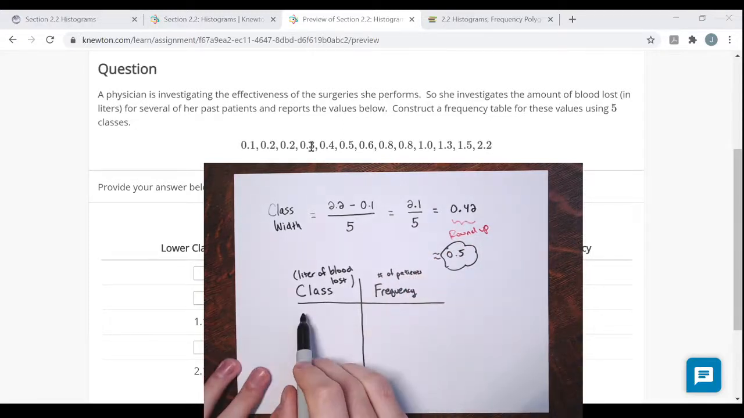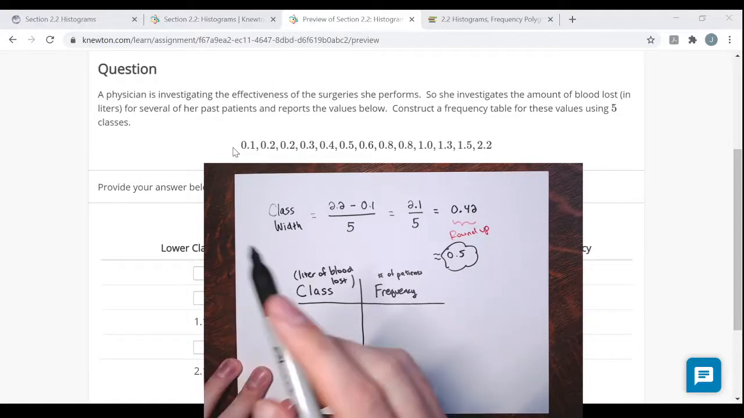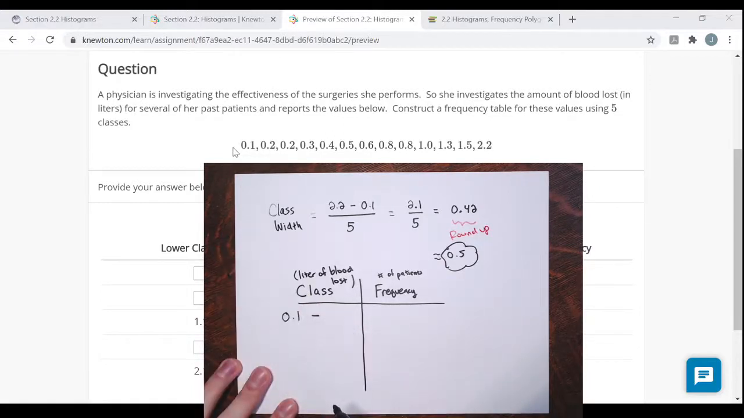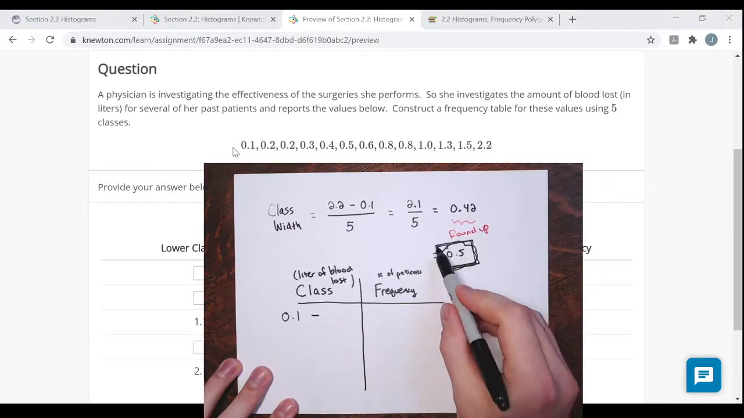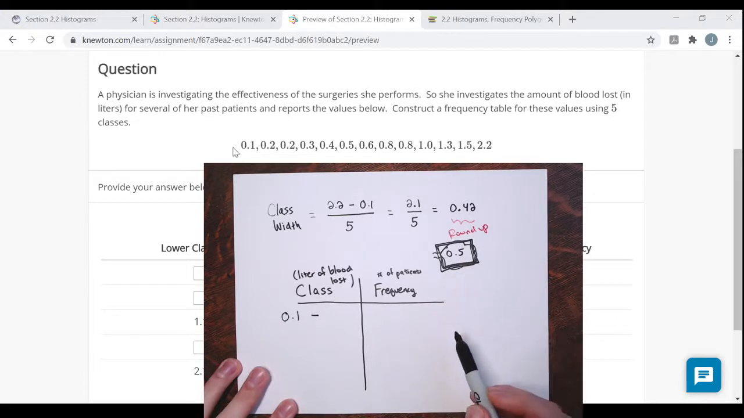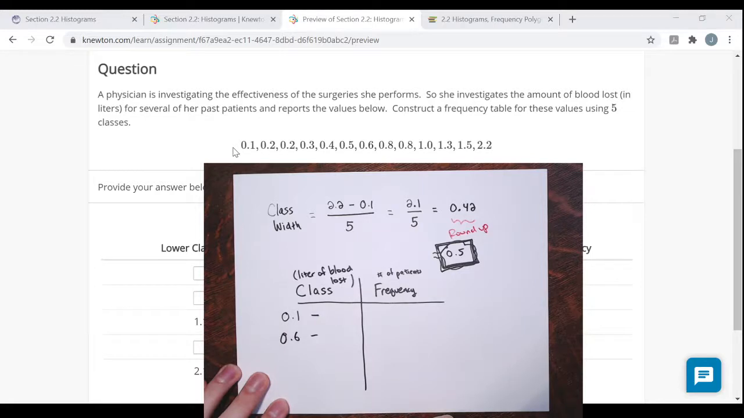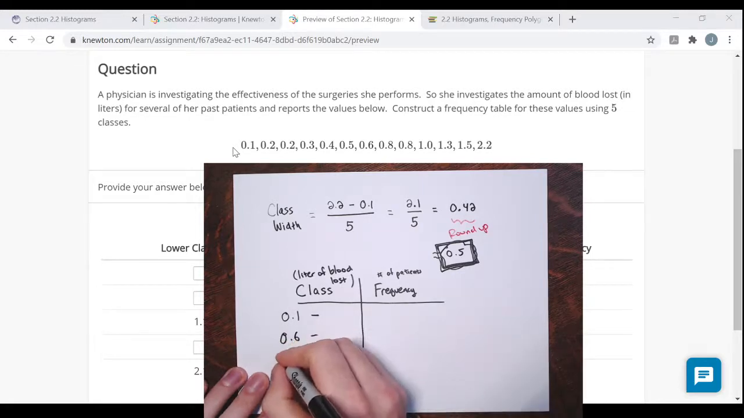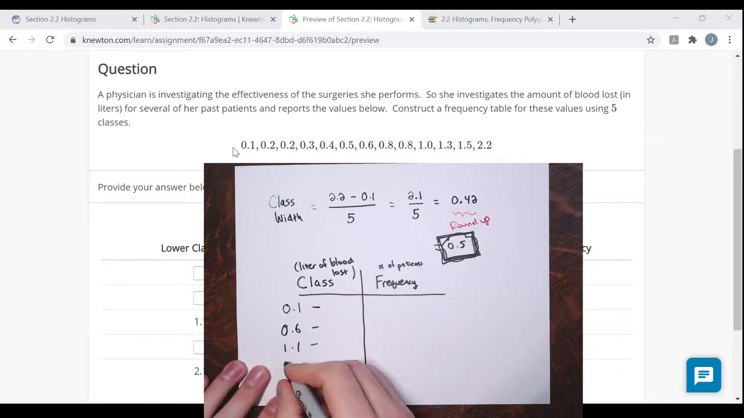So for the first class, the lower class limit is the lowest value. The lowest value is 0.1, and you can see that here. The upper class limit I don't have yet. I'm just going to put the lower class limits, and then I just keep adding the class width. So plus 0.5, that's 0.6 for the next class. Then plus 0.5 would be 1.1 for the next lower limit. Plus 0.5 would be 1.6 for the next lower limit. Plus 0.5 would be 2.1 for the last lower limit.